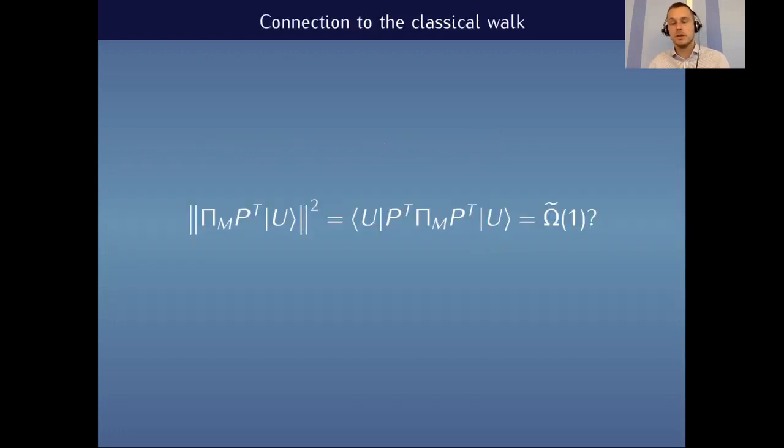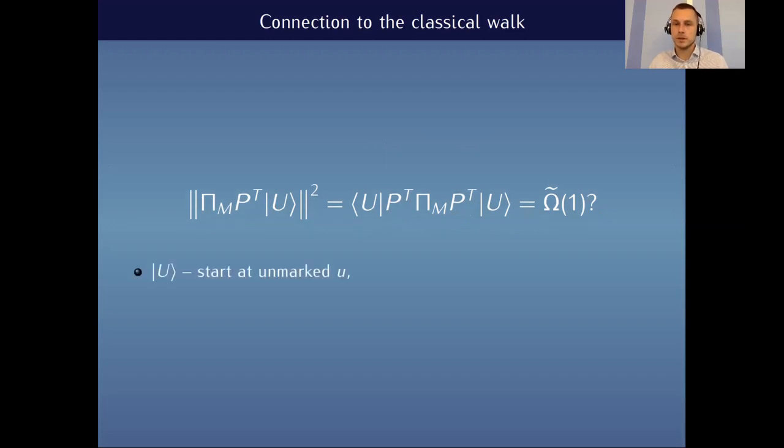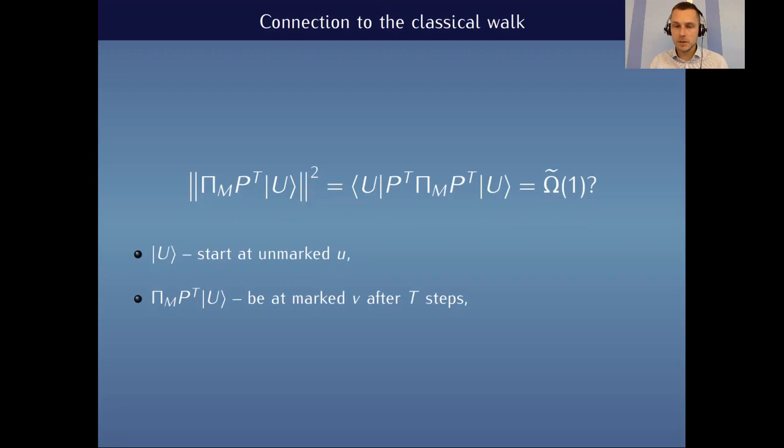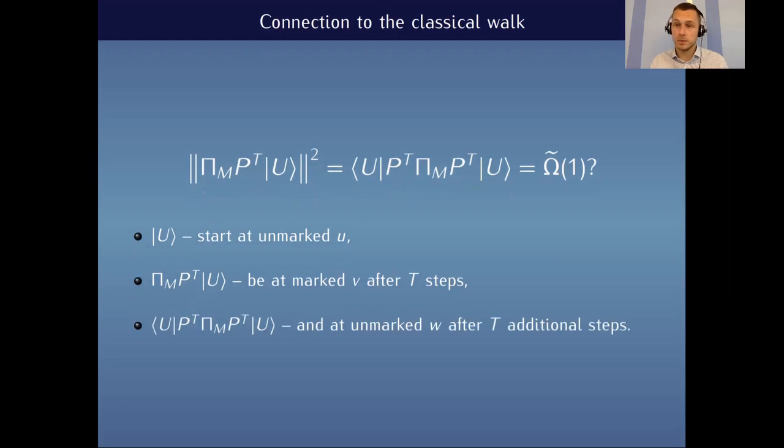And to prove this claim, we begin by rewriting this squared norm as bra times ket, and so then we can interpret this quantity in terms of the classical random walk. And this ket means that we start at an unmarked state, then we apply t steps of the classical random walk, that's P^t U. We project the state onto the marked vertices and perform t more steps of the classical random walk. And then we project the state onto the unmarked vertices again.